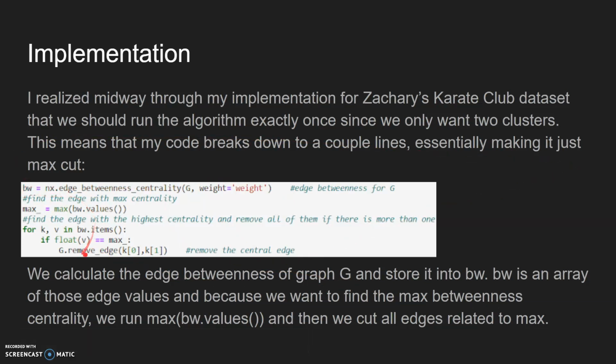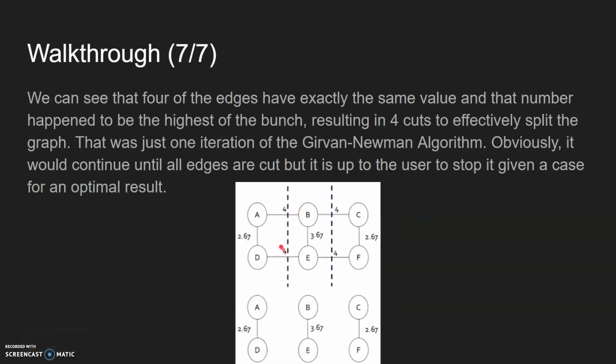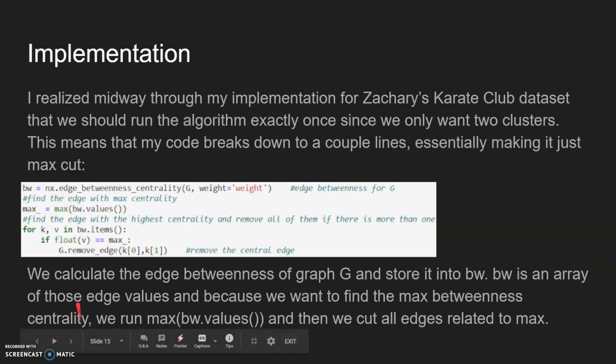So here we calculated the edge betweenness with the networkx function. BW is basically just an array of those values, as you can see from previous ones. Here we try to find the max value, and it's stored here, and so we remove all those edges related to that edge.